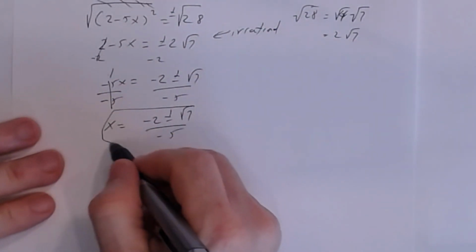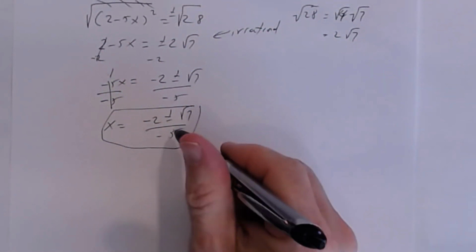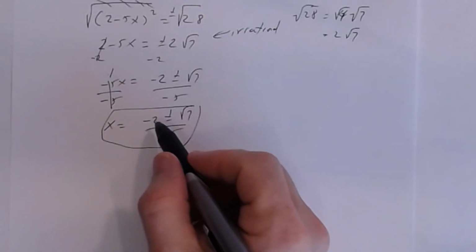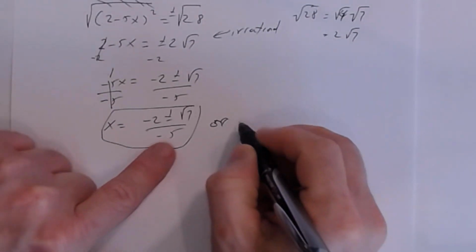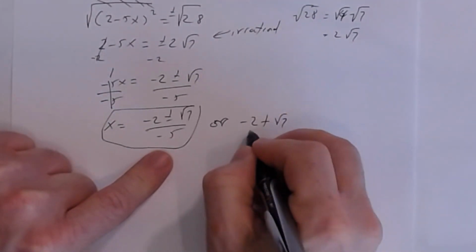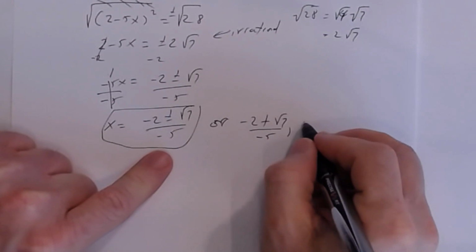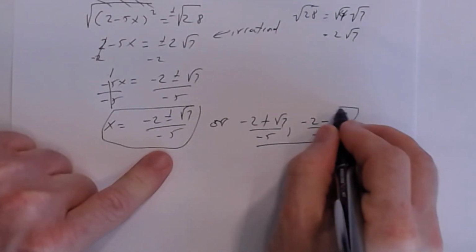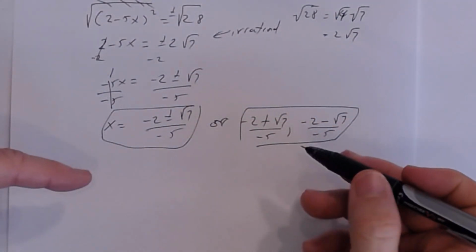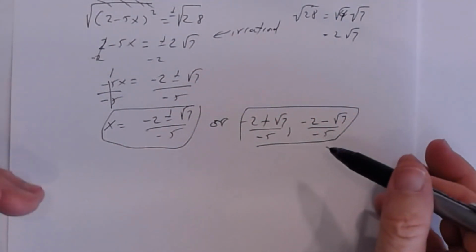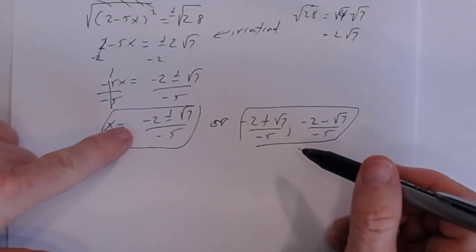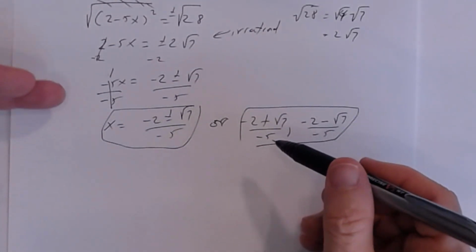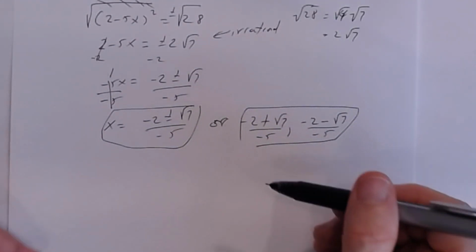Now, you can leave your answer like this. There's nothing wrong with that. It's correct that those are your two solutions. Just keep in mind there are two solutions, right? Plus or minus. Negative 2, there are two solutions. Or you could say negative 2 plus the square root of 7 divided by negative 5. The other one is negative 2 minus square root of 7 divided by negative 5. Keep in mind, though, if this were a multiple choice item, you would probably not see a negative 5 in the denominator. So let's talk about some other equivalent solutions.